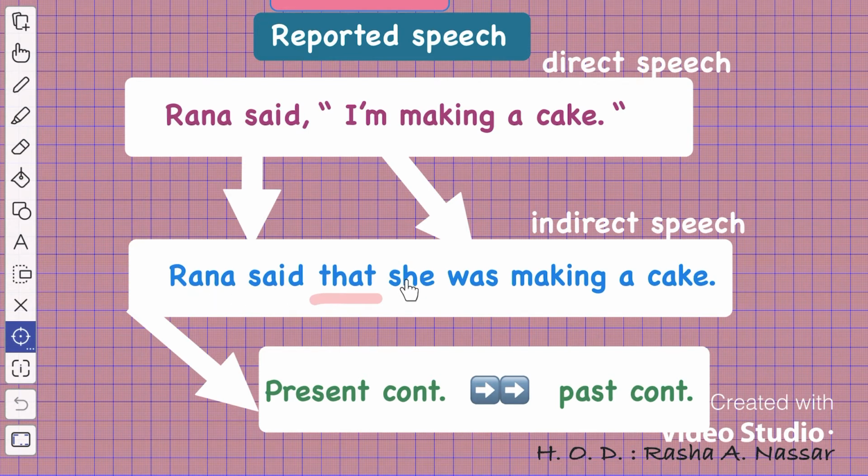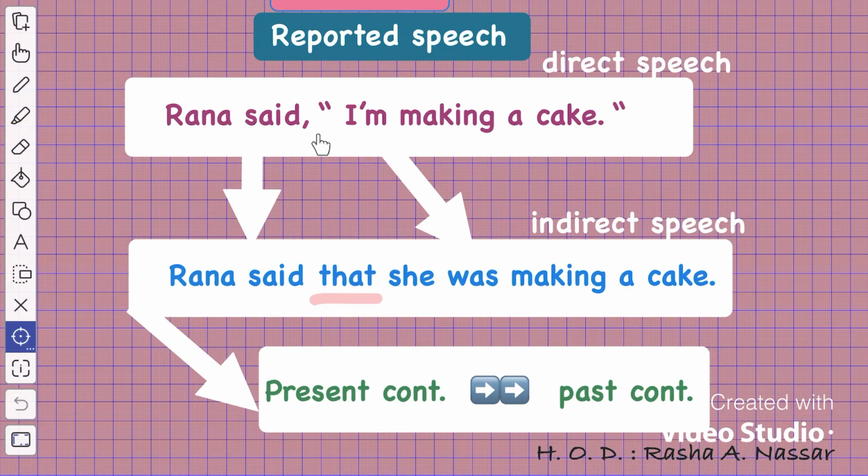And then the third step is changing the present continuous into past continuous. So am making, it will be was making. Again, am making, it will be was making. So I will change the present continuous into past continuous.